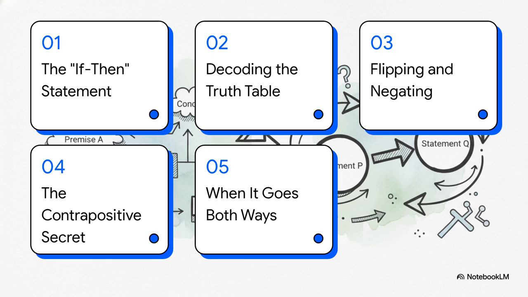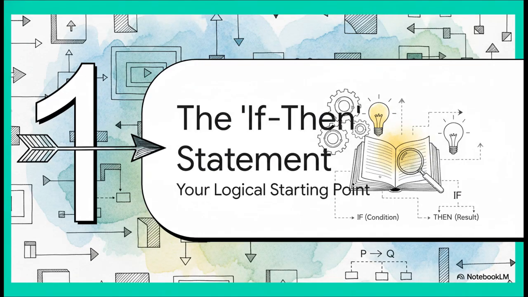So here's our game plan, our roadmap for today. First, we'll tackle the basic if-then statement. Then, and this is a big one, we're going to decode the truth table. After that, we'll see what happens when you start flipping and negating things, and I've got a little secret for you about the contrapositive. It's an absolute lifesaver on exams. And to wrap it all up, we'll look at when the logic goes both ways. Sound good? Let's do it. All right, let's dive right in.